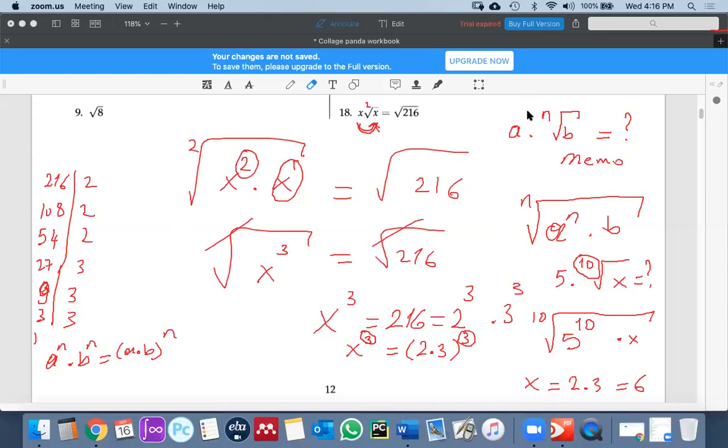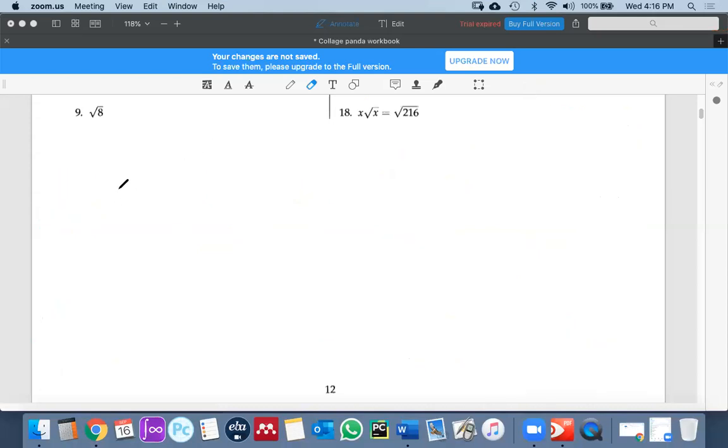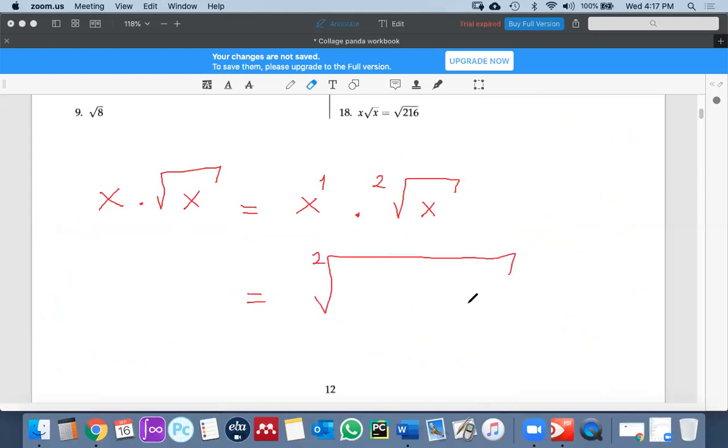Again, let me explain one more time. x times the root of x is equal to x to the power of 1 times the square root of x. So I just rewrite the question, and this is equal to the square root of x, this x and this x the same, no change, times I can take this x inside by using this index. That's it.